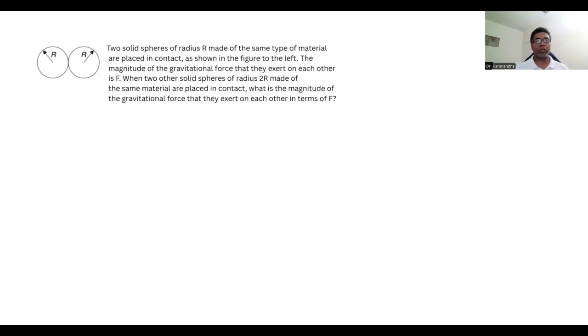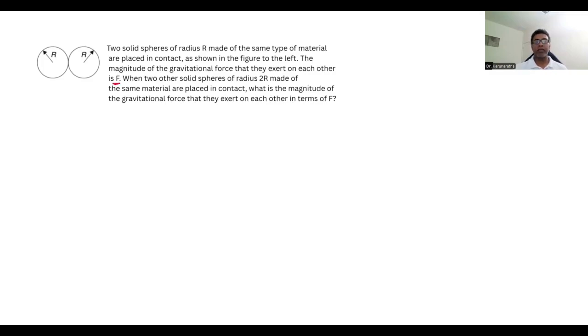If you read the question carefully, it says there are two solid spheres of radius r and they are made out of the same material. The two spheres are in contact with one another. When they're in contact, each of these spheres will experience a gravitational force of magnitude F.